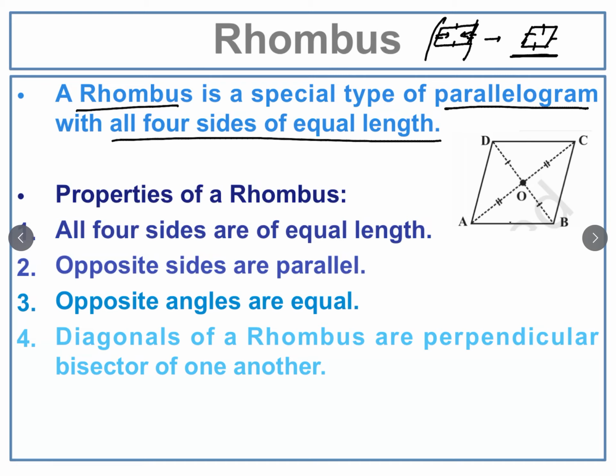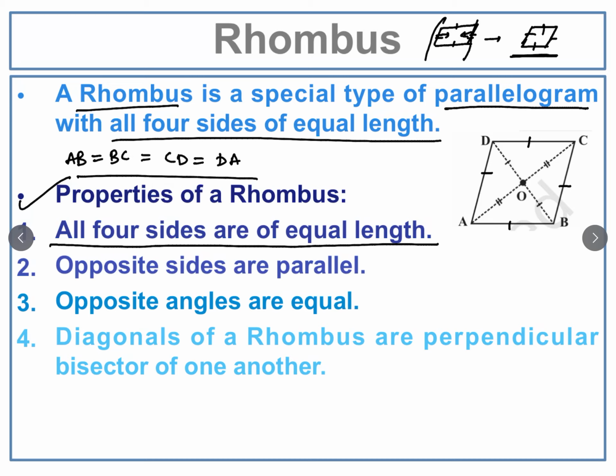That means if you see in this figure, side AB will be equal to side BC, equal to side CD, equal to DA. That is, AB equals BC equals CD equals DA. All 4 sides are of equal length. Then we have some properties of rhombus. The first property of rhombus is that all 4 sides are of equal length, which is written here: AB equals BC equals CD equals DA.